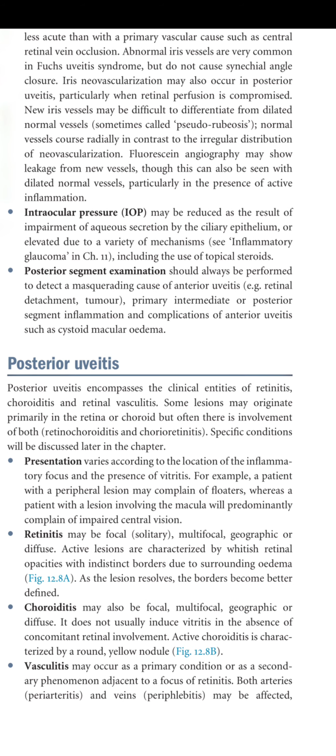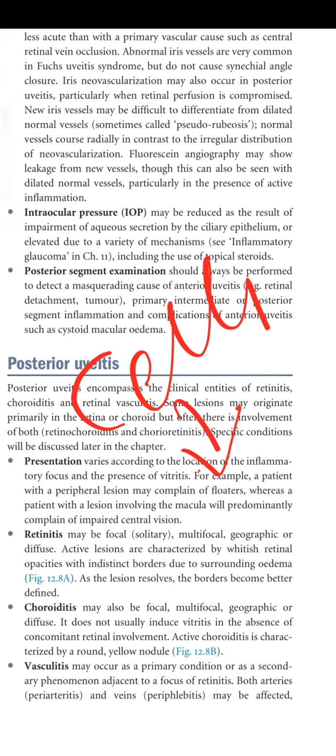So what will be the presentation? Presentation varies according to the location of the inflammation, its focus, and the presence of activity. For example, a patient with a peripheral lesion may complain of floaters, whereas a patient with a lesion involving the macula will predominantly complain of impaired central vision. So whenever there are lots of cells, the patient may complain of floaters, and if the macula is involved, there can be decreased vision.